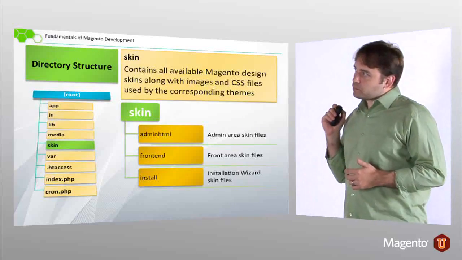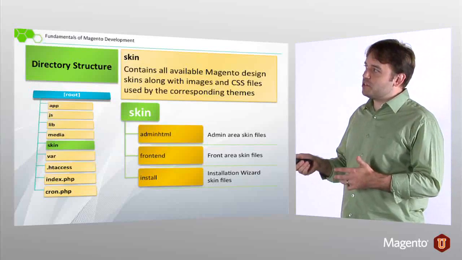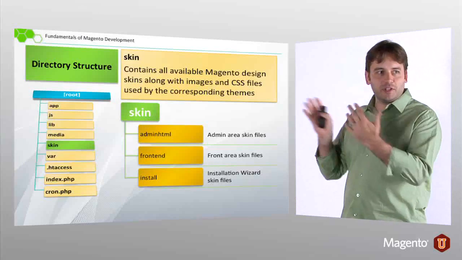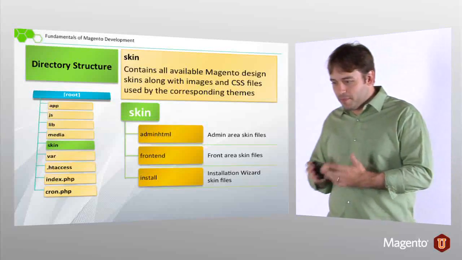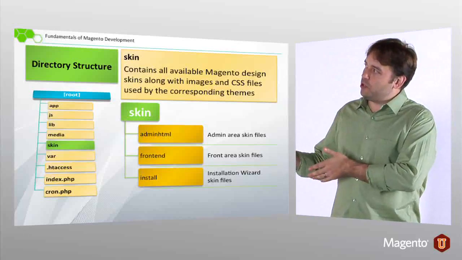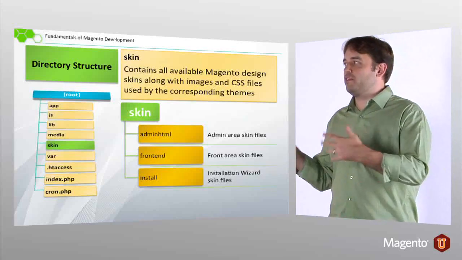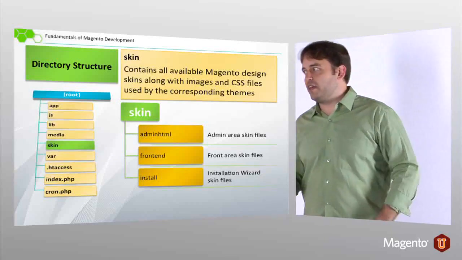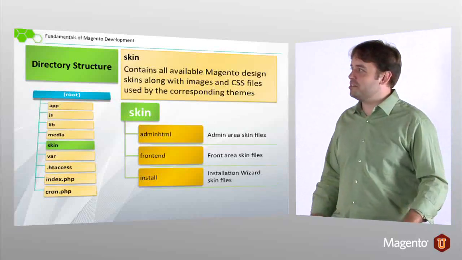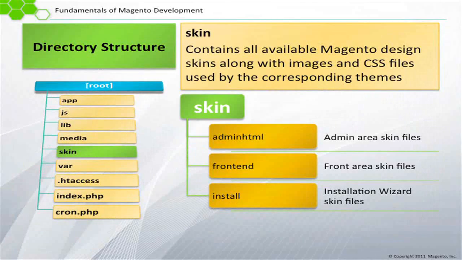But just be aware that for your admin-related images, CSS, JS, you can put it under admin HTML, and for anything on the front end, in the front end. And then, of course, the install, I think, explains itself. So if you wanted to custom brand the install, you could do that here. That's actually what the enterprise theme does.